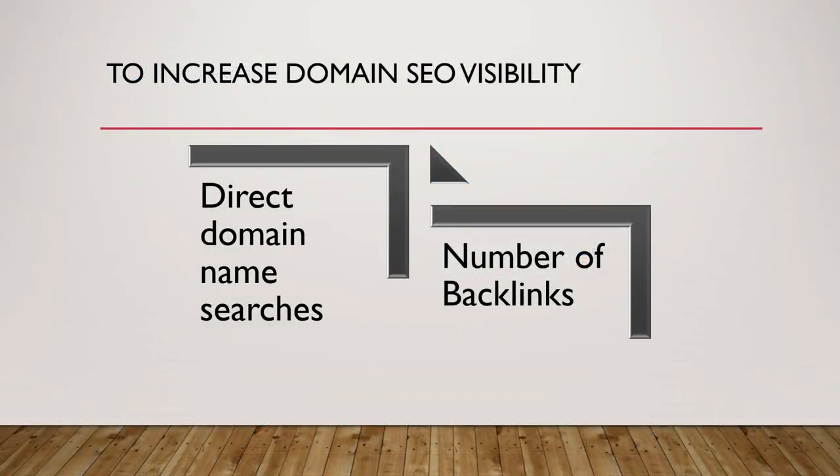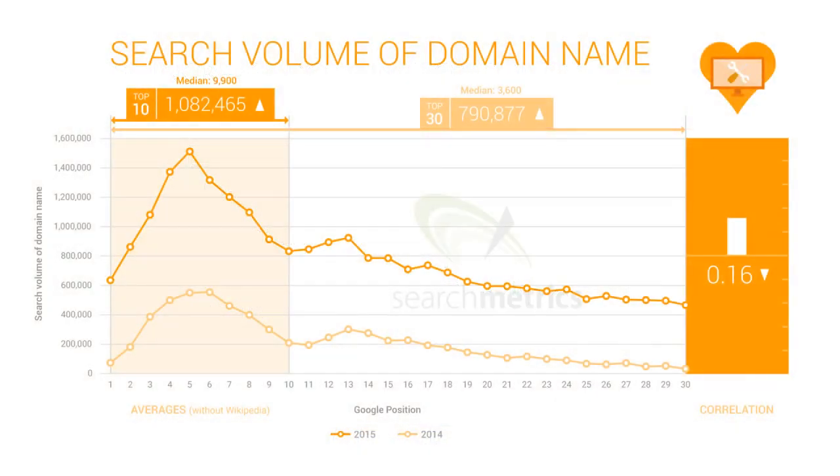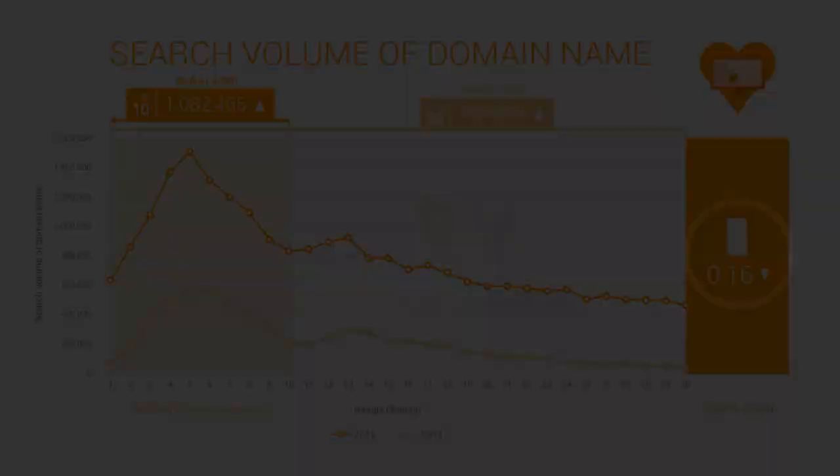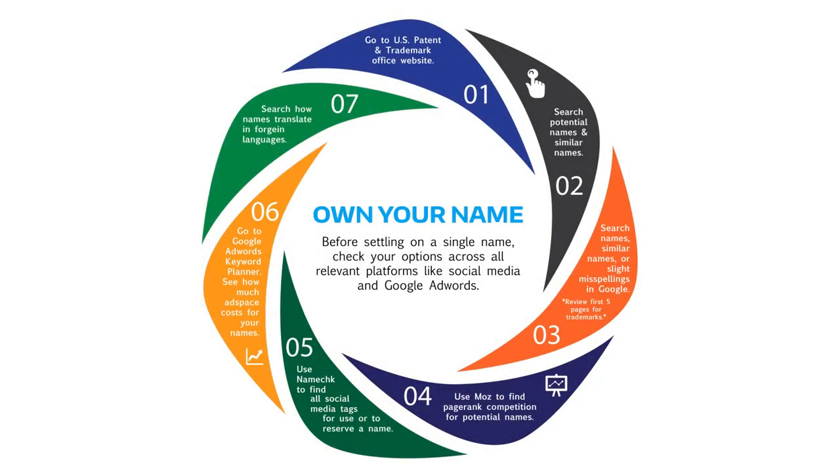The second factor that improves domain SEO visibility is that people should directly search for that domain name. Coming to the research data, it's obvious that the search volume of the domain name has got higher importance as it has a correlation factor of 16%. As more people start to search for a keyword along with your brand name, your site will start to rank better for such keywords, even without your brand name.